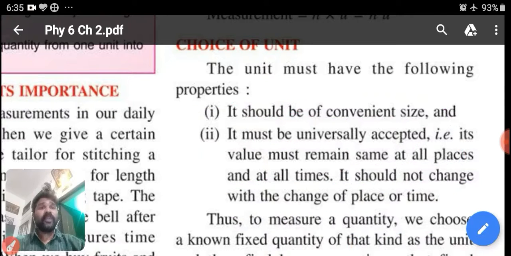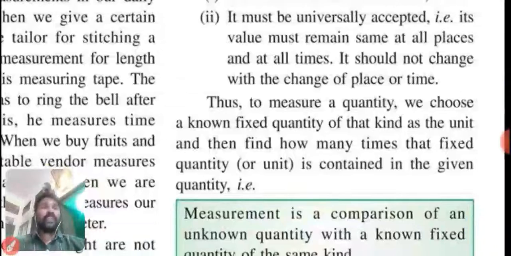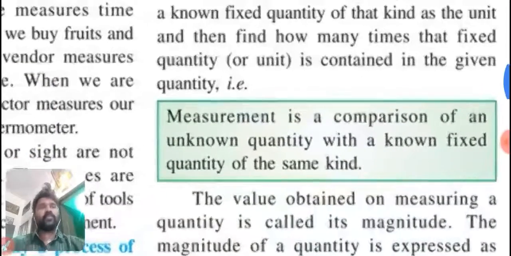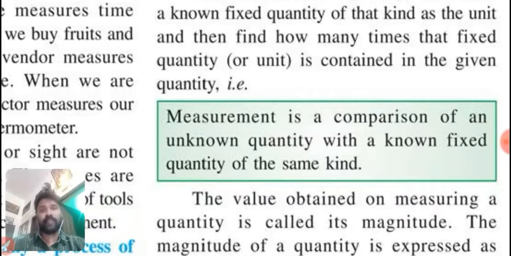Okay, students, thus to measure a quantity, we choose a fixed quantity of that kind as the unit. Then we find how many times that fixed quantity is contained in the given quantity. So now we can conclude the definition of measurement.